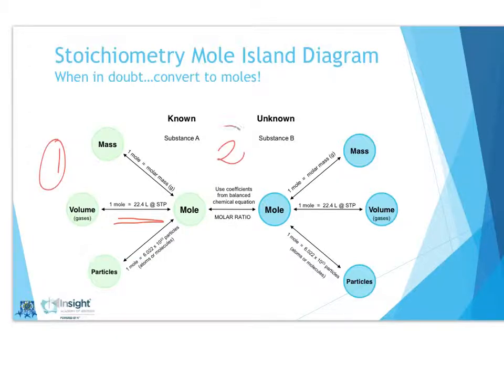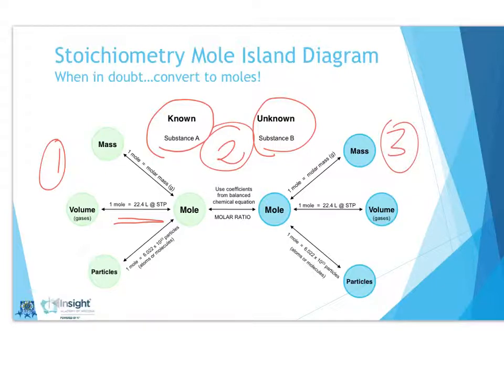Then the second step is going to be your molar ratio. You're going to get those numbers from your balanced equation, and your numbers should have the coefficient for substance A in the bottom, coefficient for substance B in the top. And then the last step is your question's probably going to ask for something related to substance B. It might be the mass, it might be the volume, but the conversions that you use are the same numbers as when we did it in step 1, except your molar mass will be different because you're dealing with a different substance.